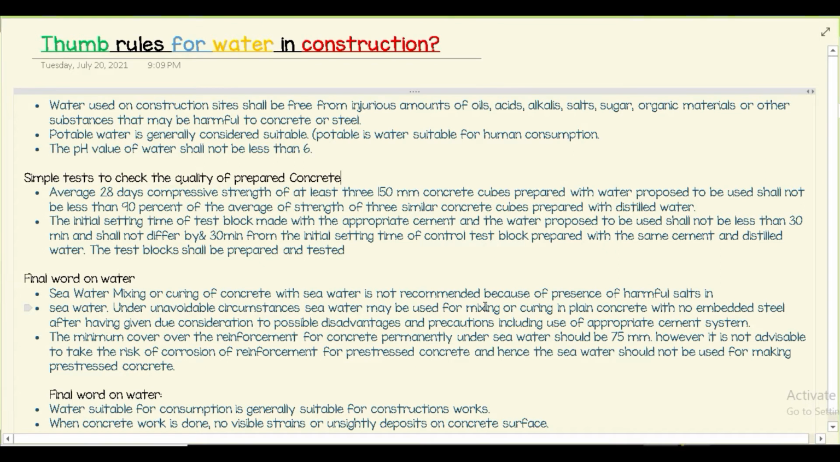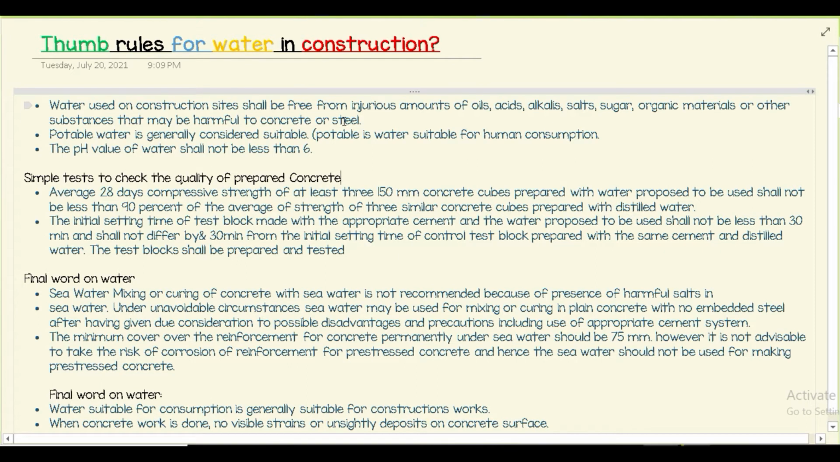All right, so it's very important that every site engineer, engineer in charge, or supervisor must make sure that the water used is appropriate and follows the standards that we have. So when it comes to the thumb rules for water on sites, let's look at the first point: water used on construction sites shall be free from injurious amounts of oil, acids, alkali, salts, sugar, organic materials, or other substances that may be harmful to concrete or steel.